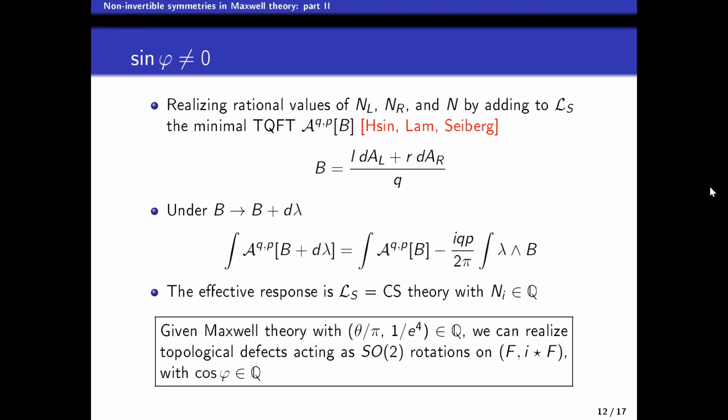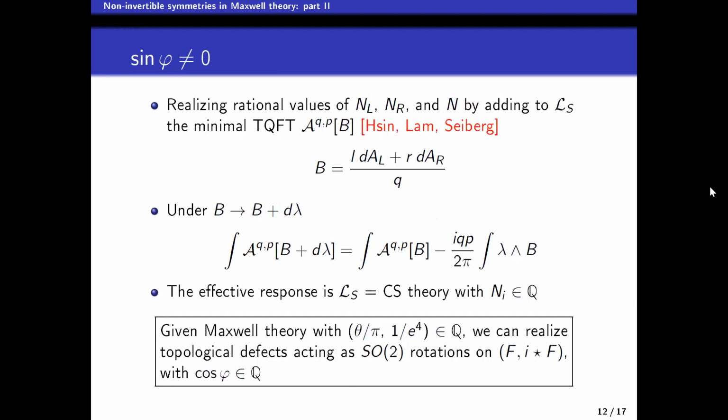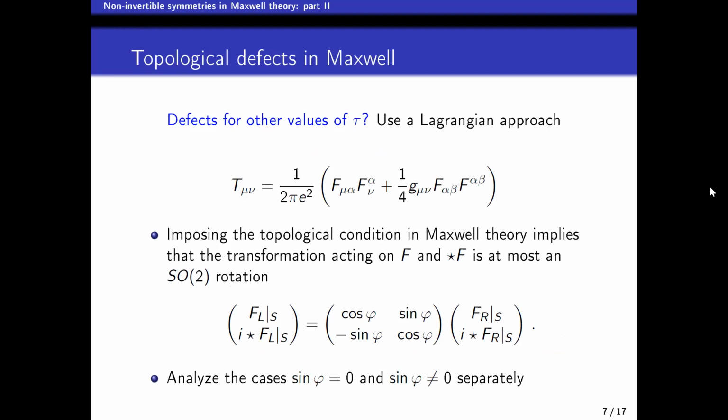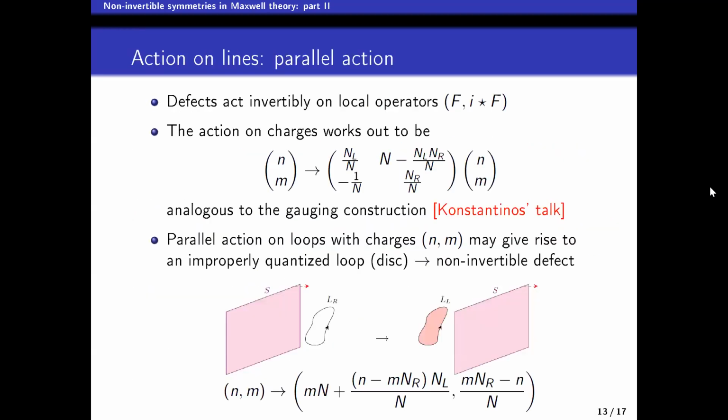Good. So we didn't prove yet that these defects are non-invertible, even if you might imagine that. And the way to show that these defects are non-invertible is to describe the action on lines. So first of all, you know this action here, so you can relate not only F and star F, but also F and tilde F, which in turn mean the electric and the magnetic charge. And you do some computation, and you realize that the action on the electric and the magnetic charge works out to be this. And this is precisely the matrix of SL2Q that Konstantinos showed us with the gauging construction.